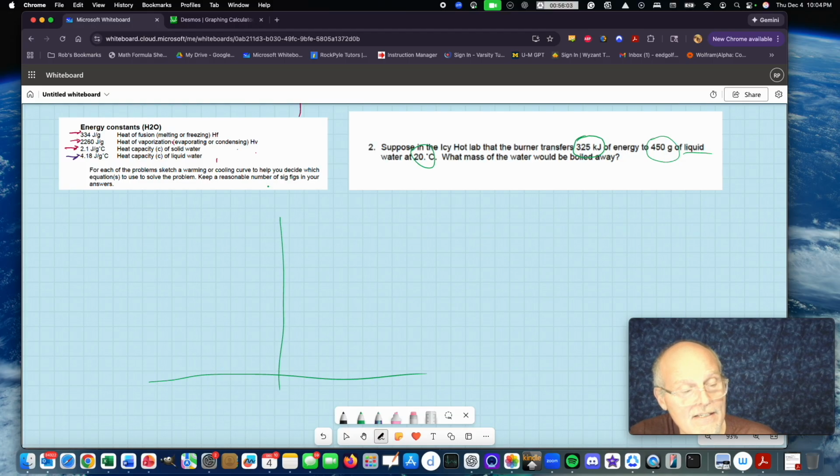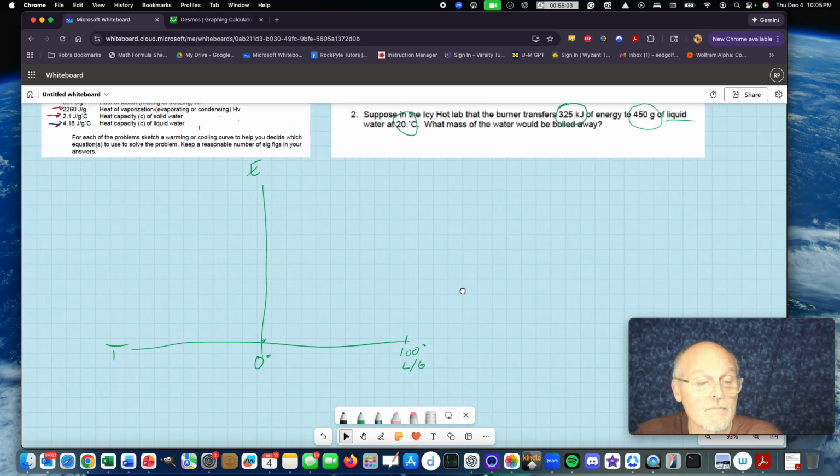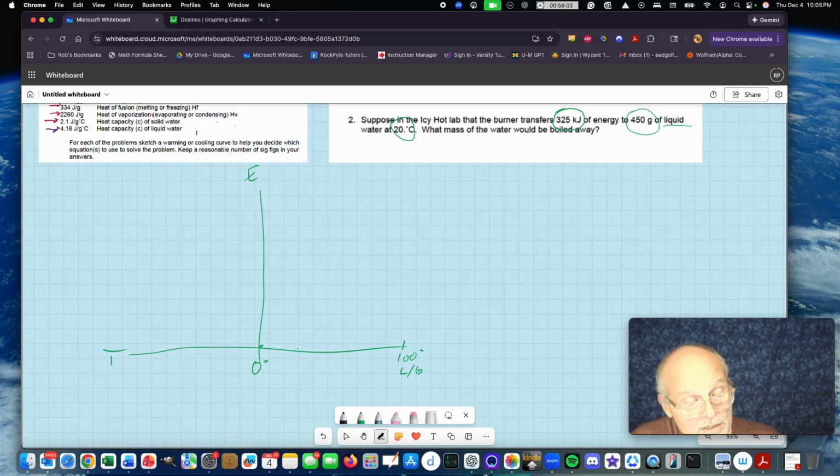I'm going to draw my axes, my energy, my temp. I have 0 degrees, and I have 100 degrees, and 100 degrees is where it goes from liquid to gas. And where am I starting? I'm starting at 20 degrees. So the question asks, how much of the water would be boiled away? Which suggests that we're first going to get up to 100 and then talk about the phase change.